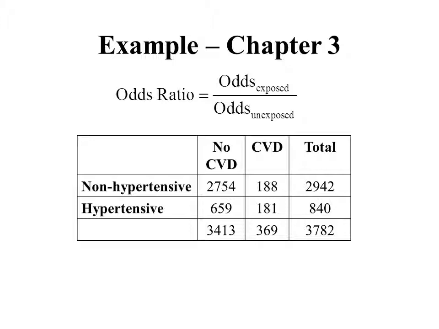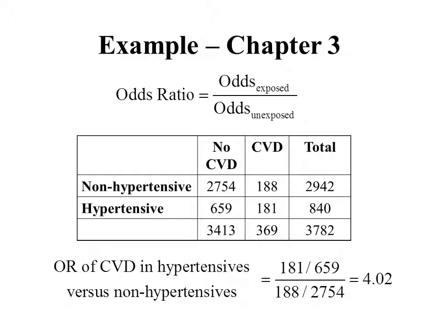And so we can use an odds ratio to compare the likelihood of each one of these groups getting cardiovascular disease. To use this definition to calculate the odds ratio of cardiovascular disease in hypertensives versus non-hypertensives, we're going to calculate the odds of the exposed group getting cardiovascular disease, in this case the hypertensives, and divide it by the odds of the unexposed, in this case the non-hypertensives.